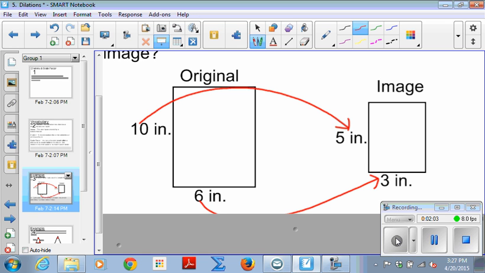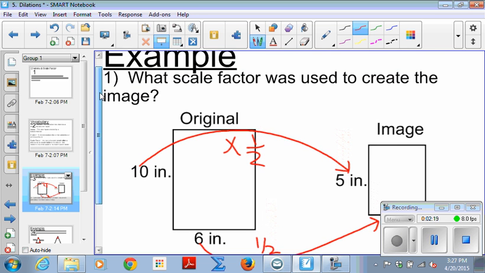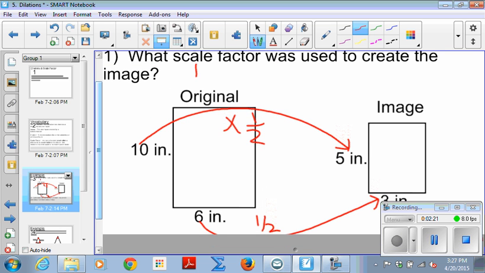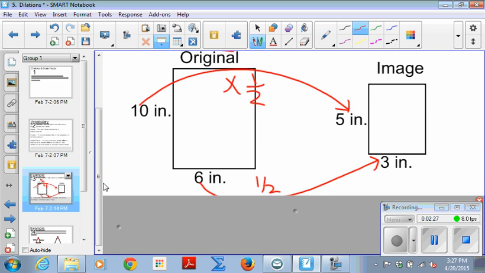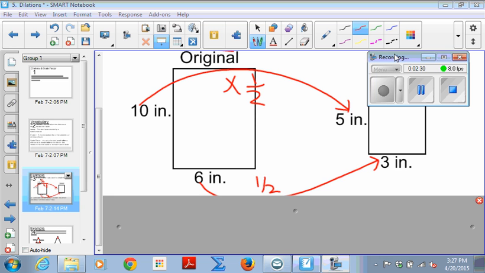So we could say that we're dividing by 2. However, scale factor is always done as multiplication. So timesing by 1/2 is the same as dividing by 2. So we could say then the scale factor that was used to create the image is 1/2. Remember, always multiplying, never dividing this stuff.